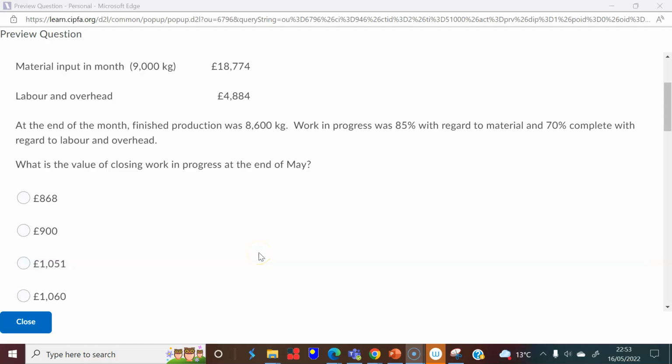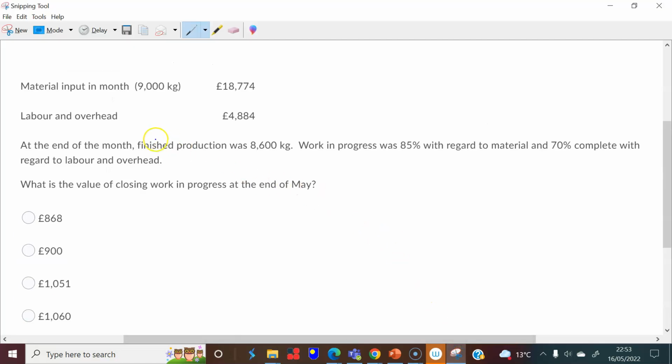Right, so this is quiz 2, and let us look at this picture here. What we have here is we're trying to calculate the value of the closing work in progress. I suppose the question is, what is that work in progress? So you put in 9,000 kilograms, and you're told that 8,600 of those kilograms are finished. Right, you're finished working on 8,600. So that means you have 400 kilograms that are work in progress.